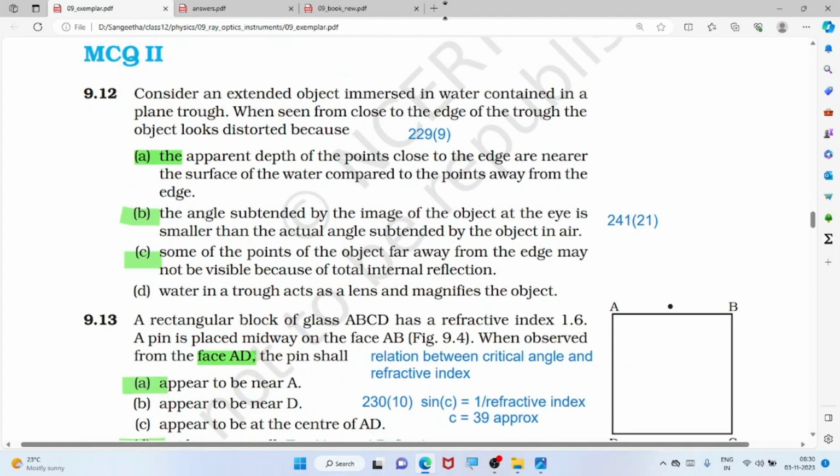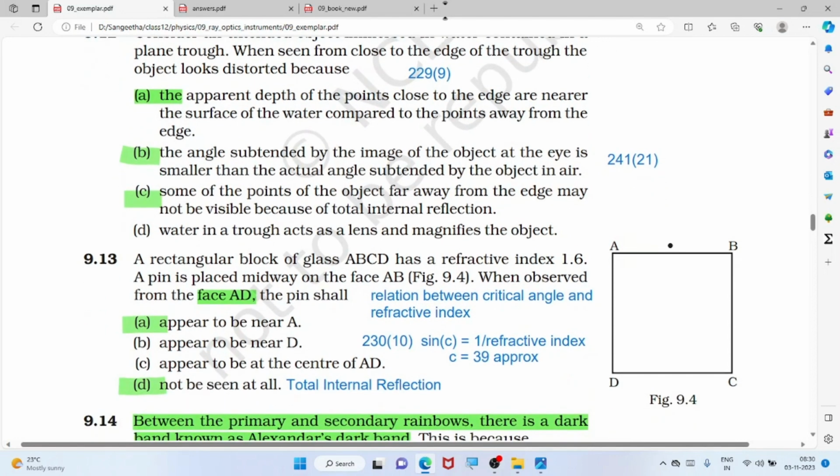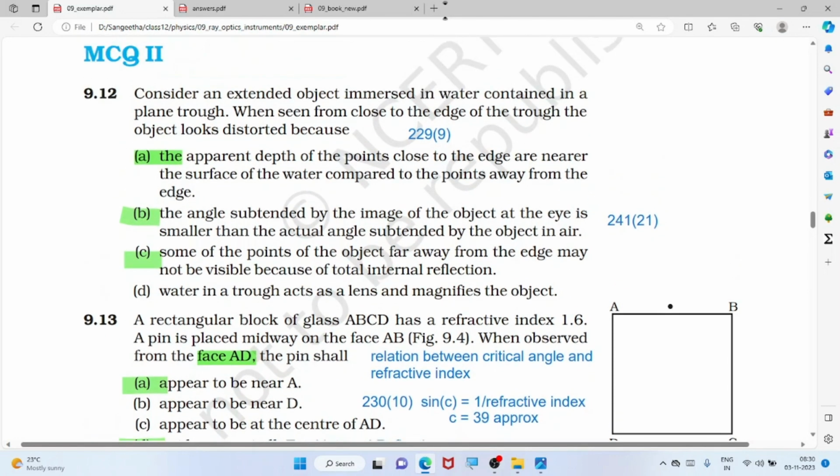Consider an extended object immersed in water contained in a plane tank. When seen close to the edge of the tank, the object looks distorted. It is distorted because the apparent depth of the points close to the edge is nearer to the surface of the water compared to the points away from it.